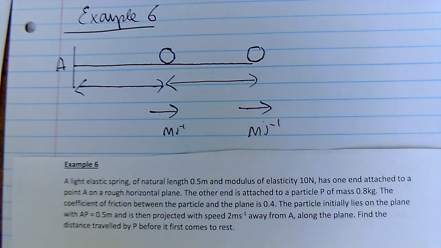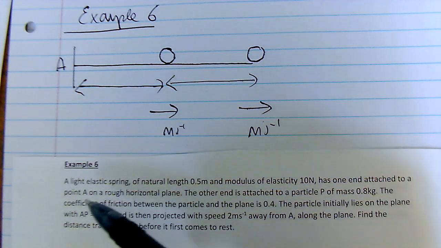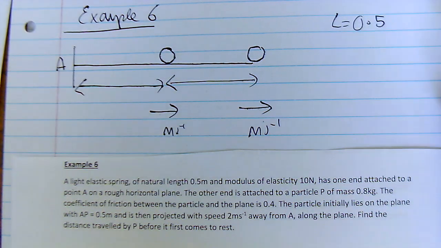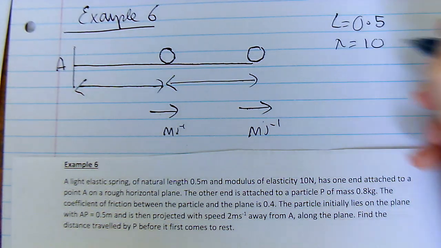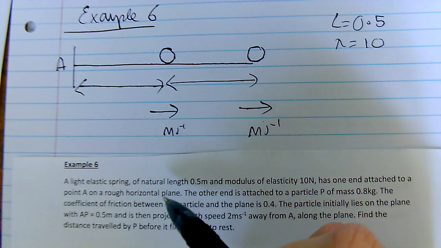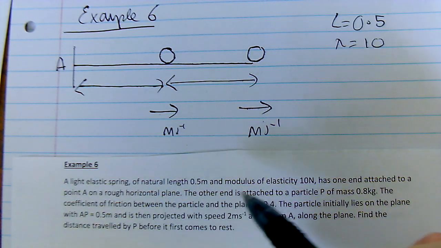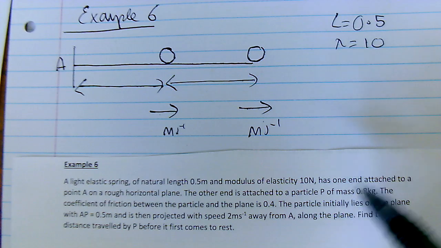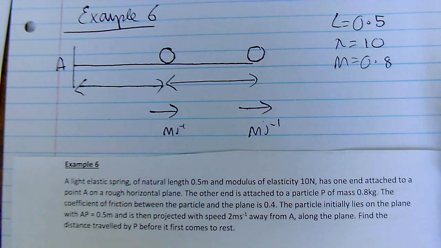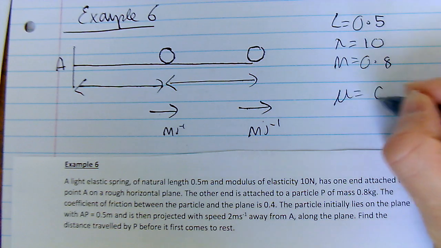Okay, final example, example 6. So we've got an elastic string of natural length 0.5 and modulus of elasticity 10 has one end attached to A on a rough horizontal plane. So that means there's going to be friction. The other end is attached to a particle P of mass 0.8. The coefficient of friction is 0.4.